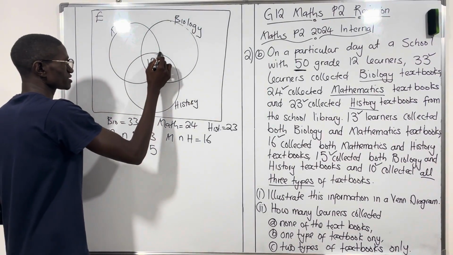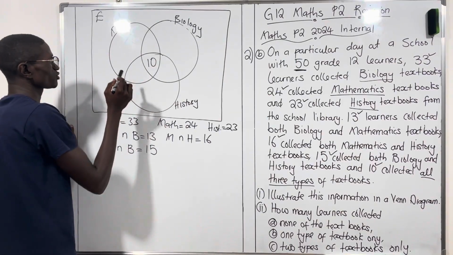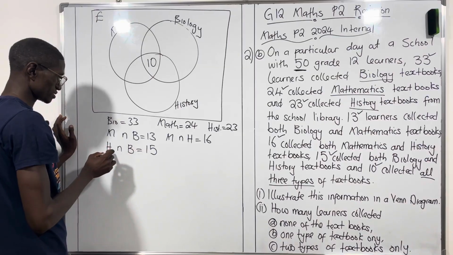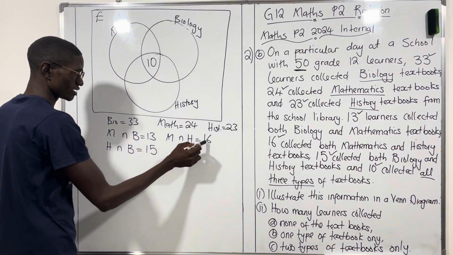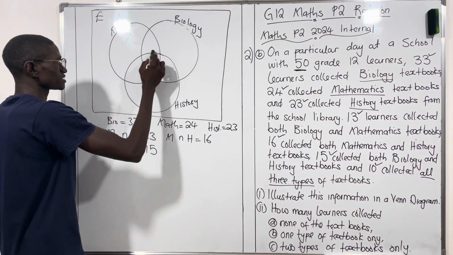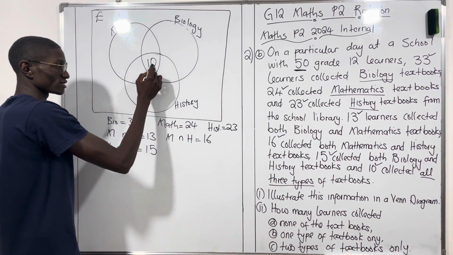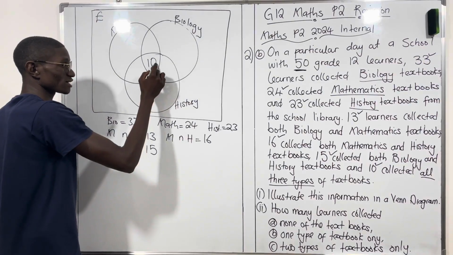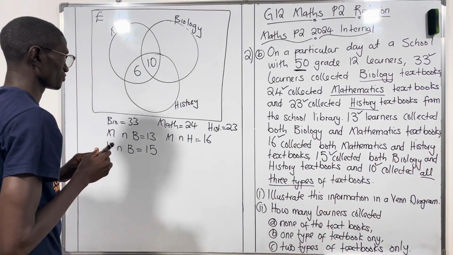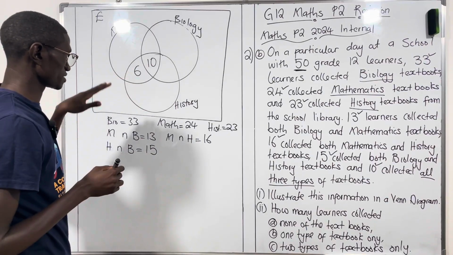So I thought to say, what is the total for this one? Where do we have the intersection for mathematics and history? Math and history is here. The total is supposed to be 16. So we're supposed to have 16 in this segment, but we already have a 10. So we're going to say 16 minus the 10 that we already have there, giving us a 6, which we're going to put there. Okay, that is why I have to start from the center.